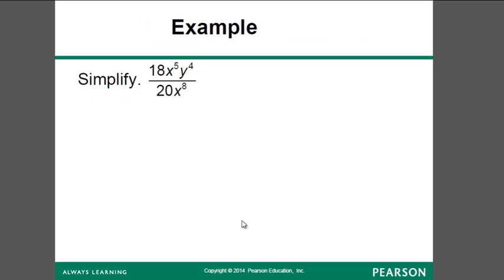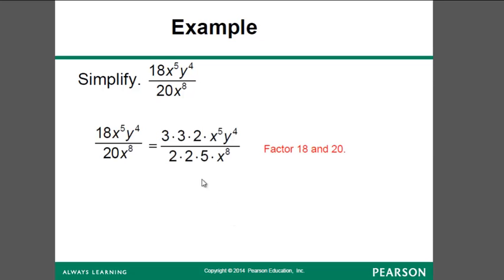So let's look at this. I have 18 x to the 5th, y to the 4th, over 20 x to the 8th. And I want to simplify this. First, I want to write this out in its factored form. So I'm going to factor 18 and 20, such as here. And I can cross out the common factors, which are the 2's.